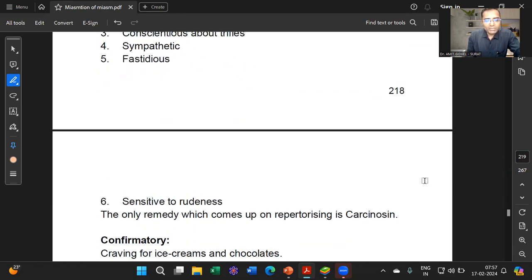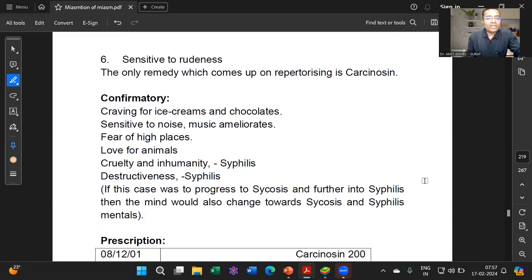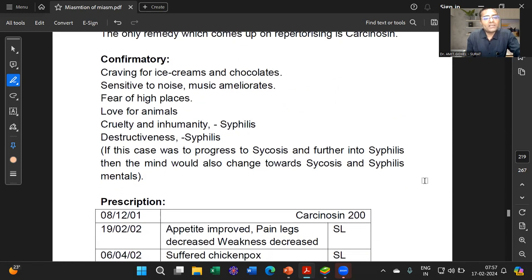rudeness. The only remedy which comes up on repertorization is Carcinosin. Now confirmatory: the craving for ice cream and chocolates is there in Carcinosin. Sensitive to noise, music, and aversion are Carcinosin. Fear of high places is Carcinosin. Love for animals is also there in Carcinosin. There are a few syphilitic rubrics we have seen in cruelty and inhumanity; syphilis is also covered by Carcinosin, and destructiveness is also covered by Carcinosin.